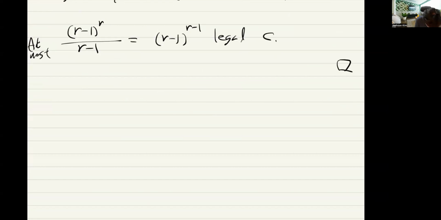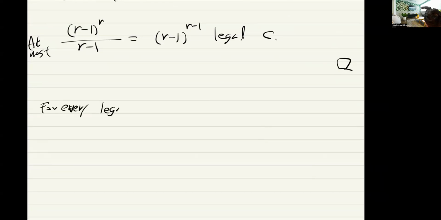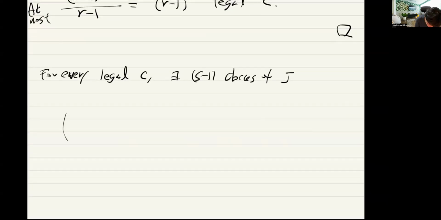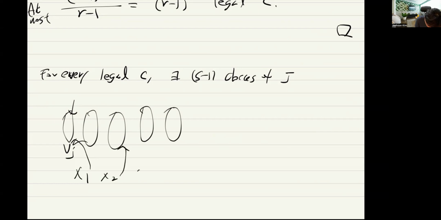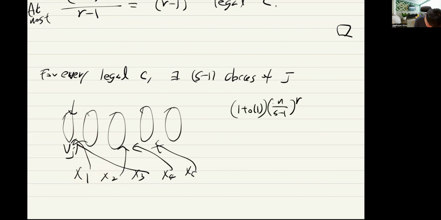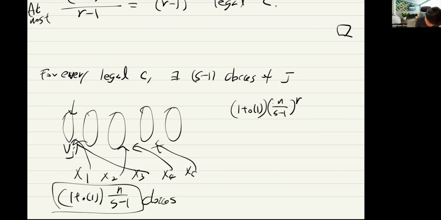So now what? For every legal C, there are s minus 1 choices of J, and fixed C and J. What? Once you know this type, starting from this Bj, you know how many. I mean, you know that x1 has to go to here and x2 has to go to here. x3 again has to go to here. x4 goes to here. x5 has to go to here, etc. If you know this, then each time you move it here, what's your choice? You have 1 plus little o of 1 times n over s minus 1 choices. There are some restrictions that once you put x1 here, later when you put x3 here, you have to avoid this vertex. But that's absorbed in this little o of 1 term.